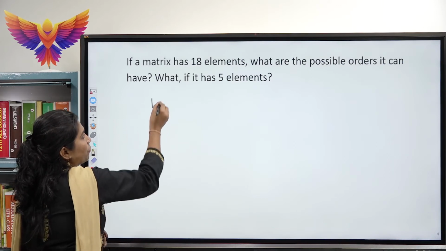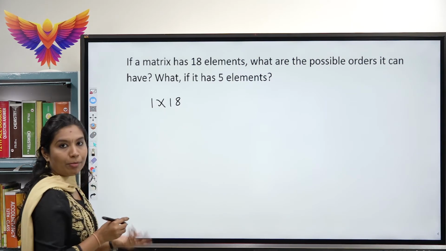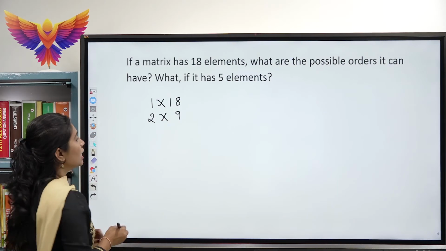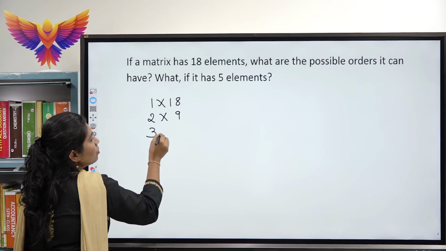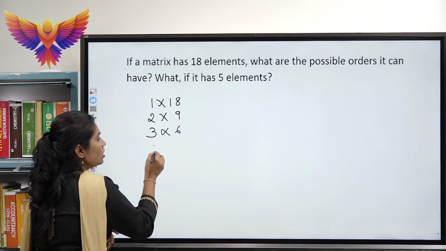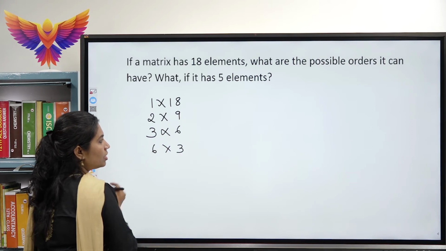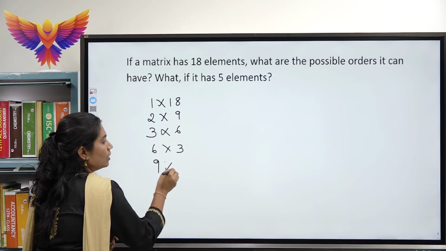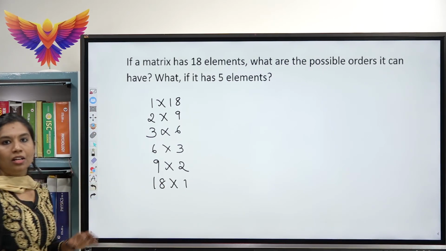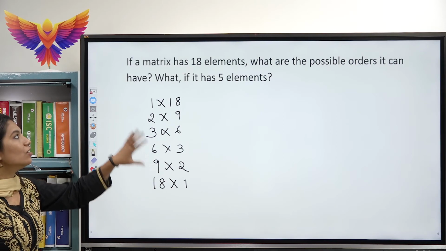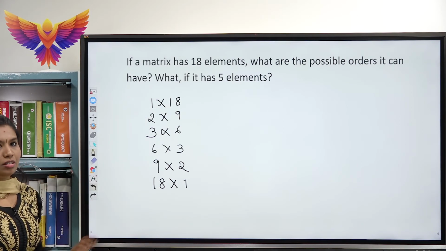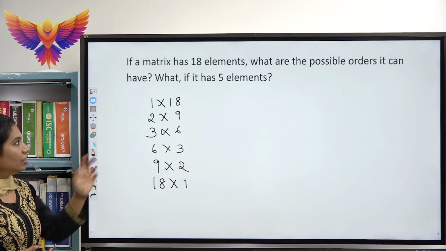It can be a single row into 18 elements, which gives back 18. Or it can be 2 rows into 9 columns, which gives back 18 again. Or I can write 3 into 6, which again gives 18 elements. Or the vice versa of it: I can have 6 rows and 3 columns, 9 rows and 2 columns, and 18 rows and a single column. So this is the way of writing the possible orders whenever the number of elements has been given.